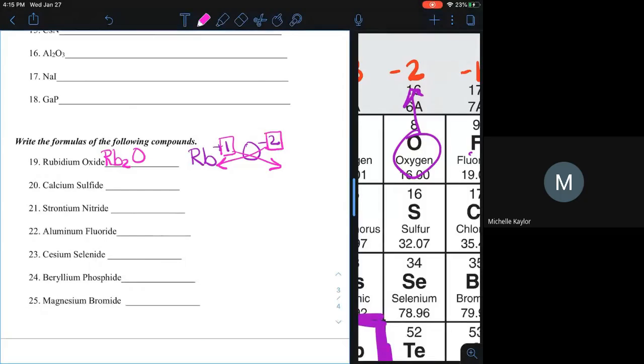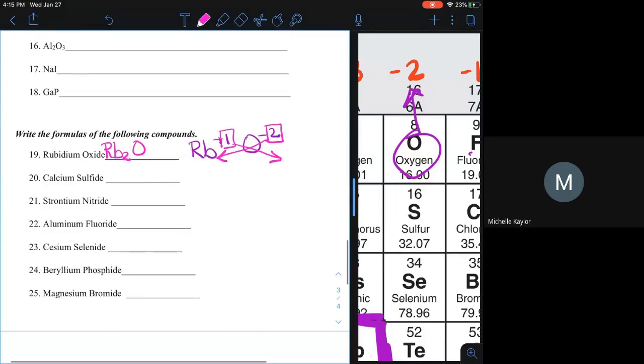A couple of things that I have noticed people doing. Some people are putting charges, pluses and minuses, in the formula. Charges do not go in the formula. Also, some people are writing their formulas like this, where the subscript is kind of up on top. Subscript needs to be on the bottom.